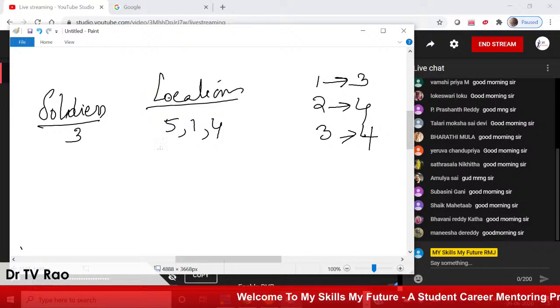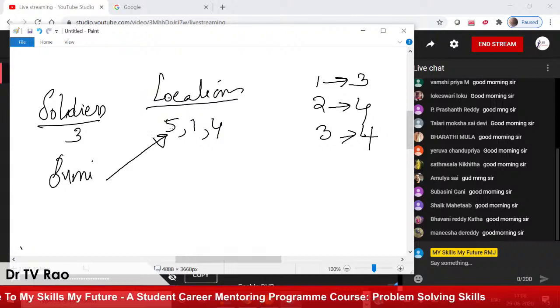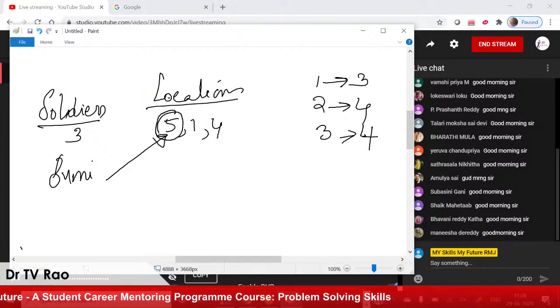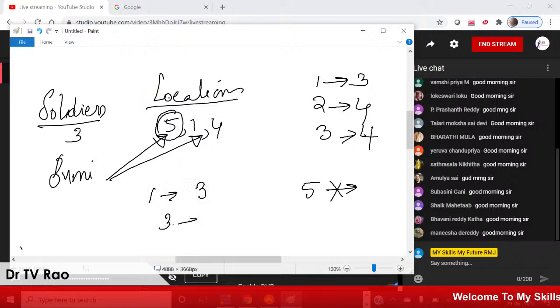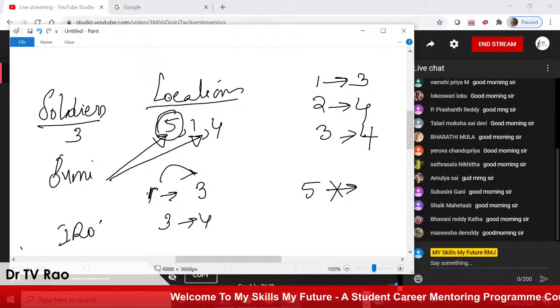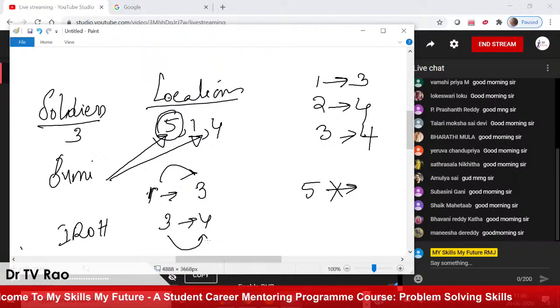Now Bhumi comes here and tries to move the soldier from 5, but there is no path from 5. So then goes here. At 1 there are two paths, 1 to 3 and 3 to 4. Bhumi moves the soldier from 1 to 3. Airo moves the soldier from 3 to 4. Okay, now 4 is a dead end.